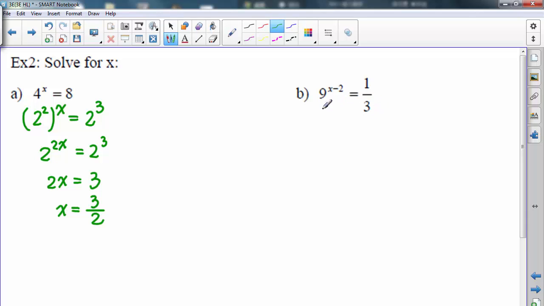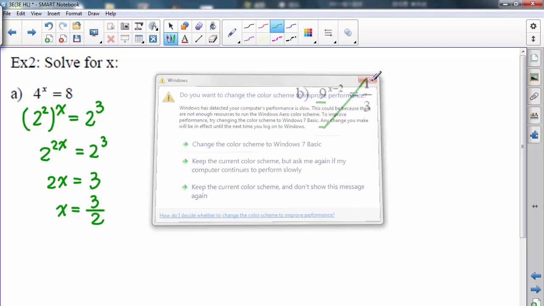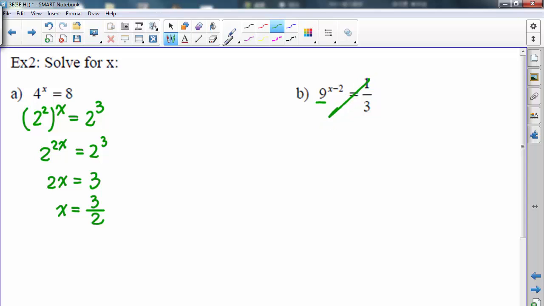The same one. 9 to the power of x minus 2 equals 1/3. I found that I can change 9 to 3 squared. So I change 9 to 3 squared to the power of x minus 2. For 1/3, I will change this one to a power of 3 as well. This one is 3 to the power of negative 1. Then I use the exponent rules. A power of a power, I multiply the exponents.